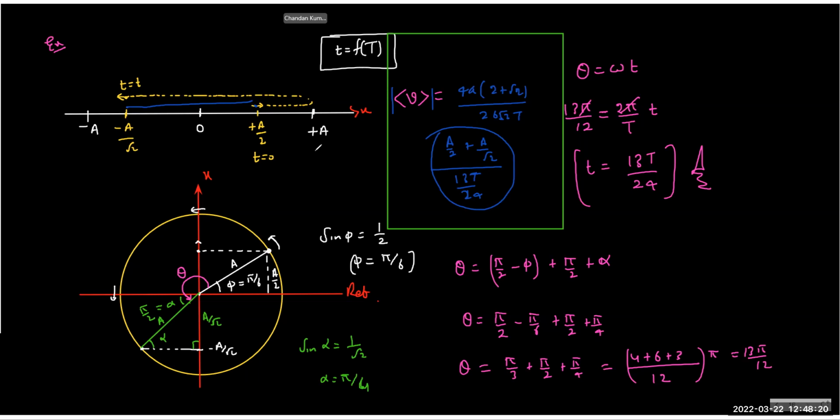I'm audible now. Yes. So if you go from plus a by 2 to minus a by root 2, what is your displacement? Just the sum of a by 2 plus a by root 2. Yes. And time, we got the answer already. So divide the displacement upon time, we get the average value. That's it.